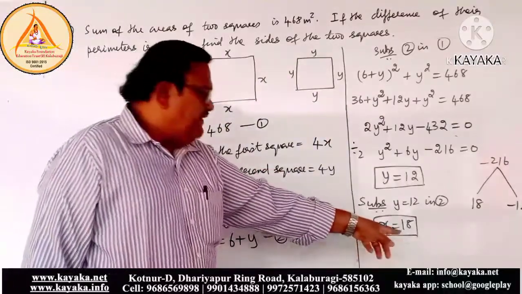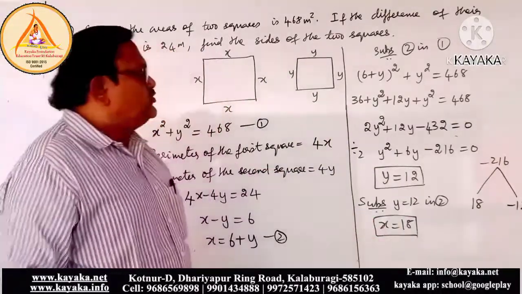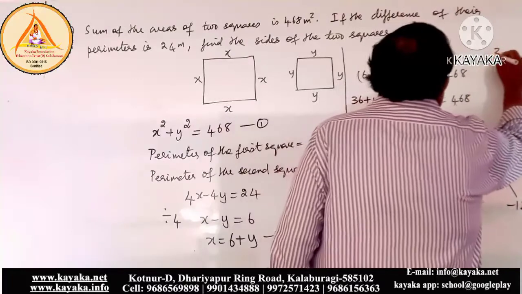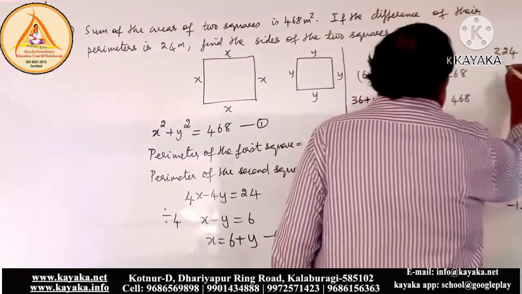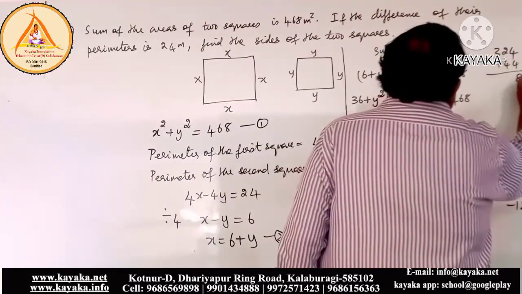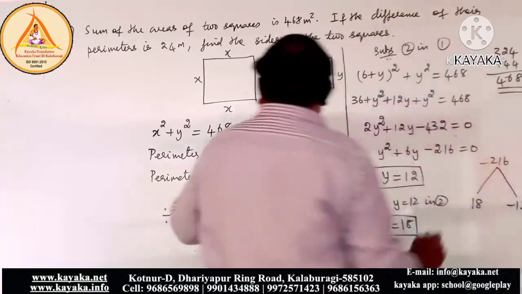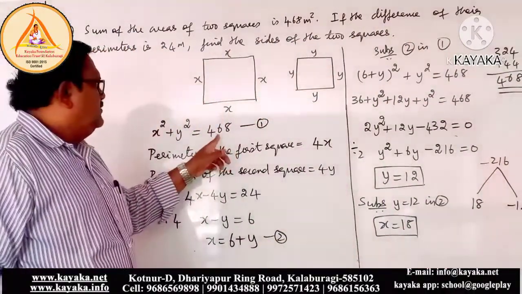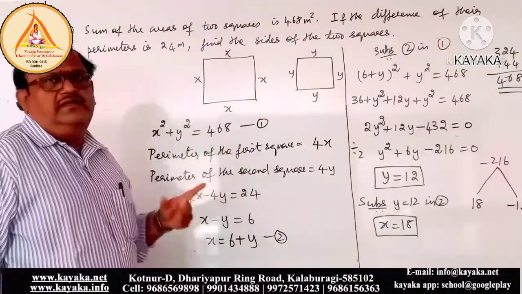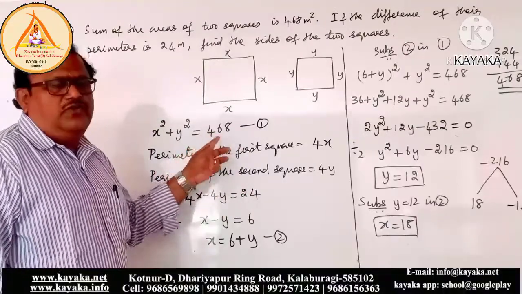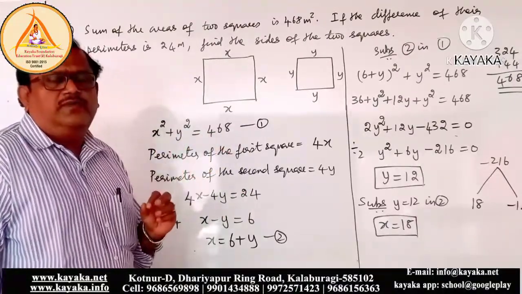Okay, if you find what is 18 square? 18 square is nothing but 324. And what is 12 square? 144. If you add, you will get 468. That's the answer. You can check here. We got 468. X square plus y square equal to 468. That is the problem they have given.